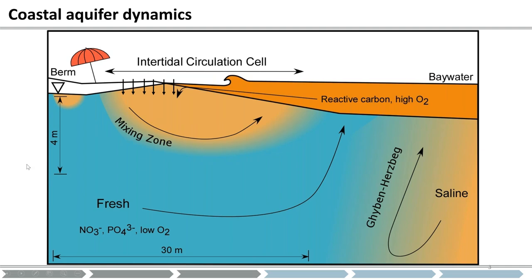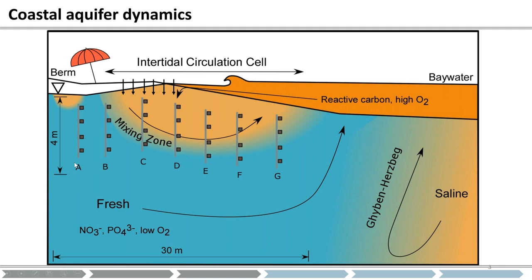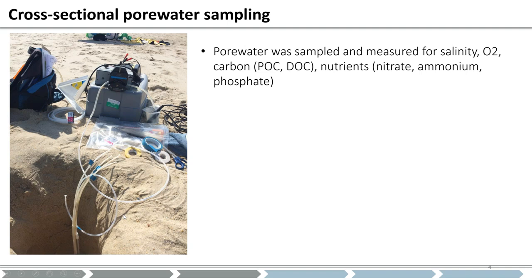To study this, we have installed multi-level pore water samplers to get a cross-sectional idea of what kind of reactions are happening. We use traditional pore water sampling methods, such as shown here. We have these multi-level pore water sampling contraptions that I talked about, and each tube is located at a different depth. We use a pump to sample the groundwater and measure salinity, oxygen, and carbon in two different forms: particulate organic carbon and dissolved organic carbon. This particulate is the particulate carbon in the pore water, not in the sediment. We also measure nutrients.